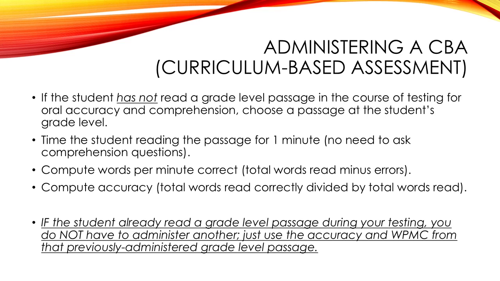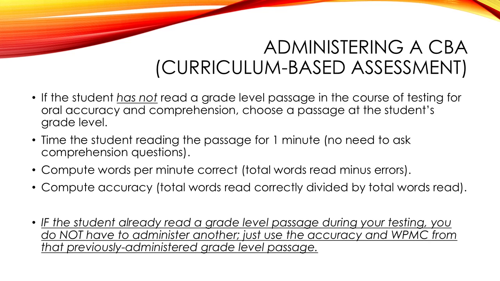The other way is obviously the more traditional way. This is what you would do if you were administering AIMSweb, or DIBELS, or any of those oral reading fluency norms. They're all curriculum-based assessments, in other words, a grade level probe. If the student hasn't read a grade level passage in the course of your testing for oral accuracy and comprehension, choose a passage at the student's grade level. Let me skip down to the bottom. If the student already read a grade level passage in the course of your testing, you don't have to administer another one. You can just use that information, and we'll talk about that in a sec.